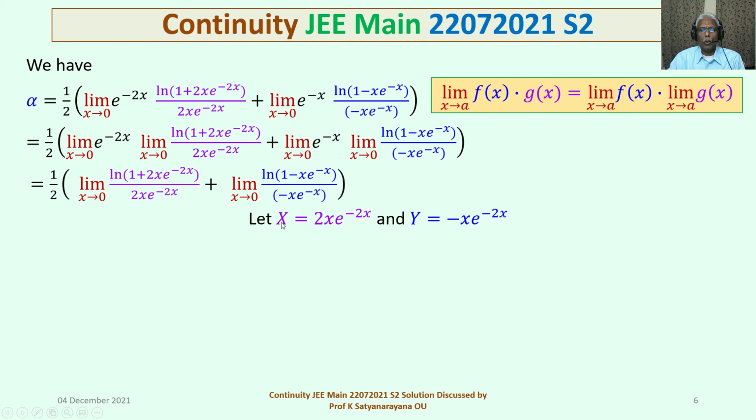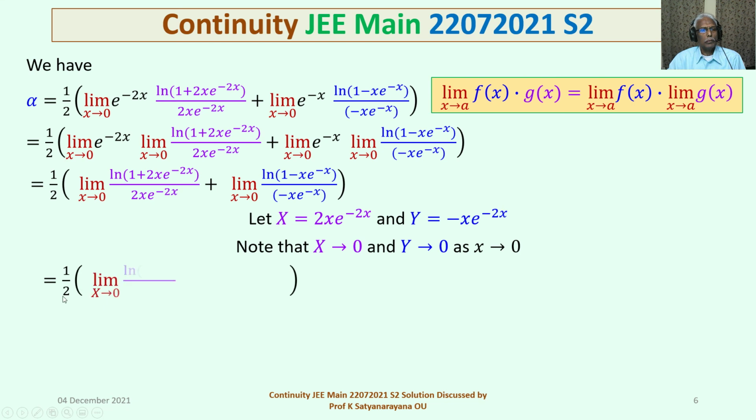As x tends to 0, capital X tends to 0 and capital Y tends to 0. This may be observed from here. So note that capital X tends to 0 and capital Y tends to 0 as small x tends to 0. So the above one now becomes 1 by 2 into, in brackets, limit capital X tends to 0 of logarithm of 1 plus capital X by capital X plus limit capital Y tends to 0 of logarithm of 1 plus Y by Y.